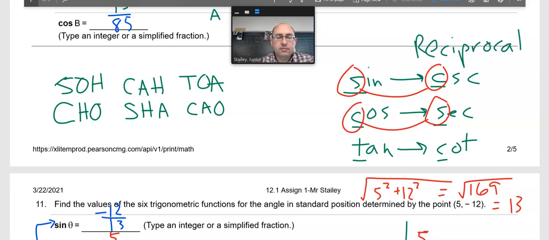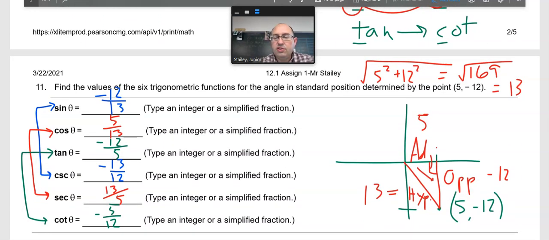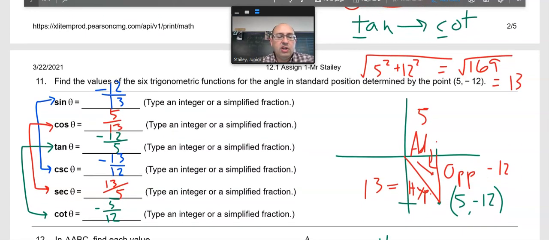Okay, now, come down here to this question. Question 11 says find the values of the 6 trig functions. We're going to start with the original 3 for an angle in standard position determined by the point (5, -12). First thing you do is find (5, -12). You can see I drew a diagram, and (5, -12) is in quadrant 4. You go right 5 and down 12, which puts you in quadrant 4.